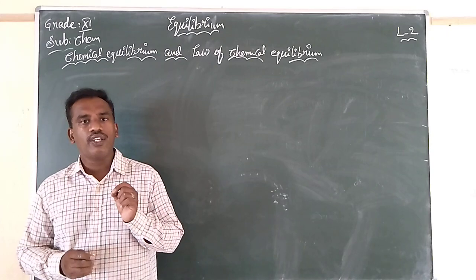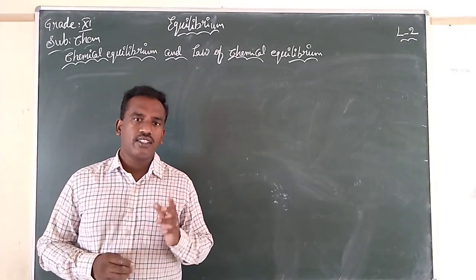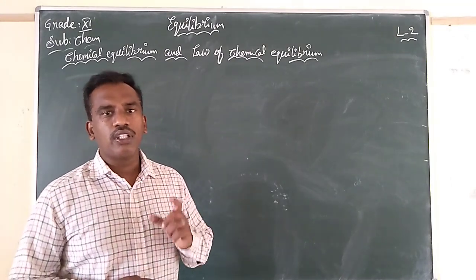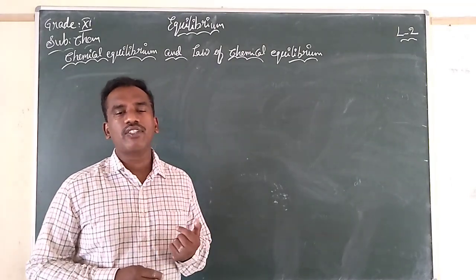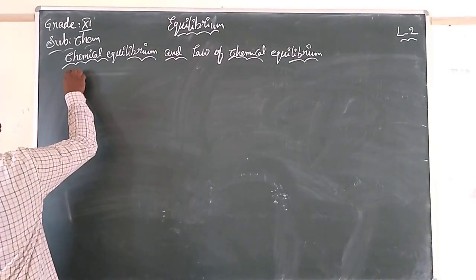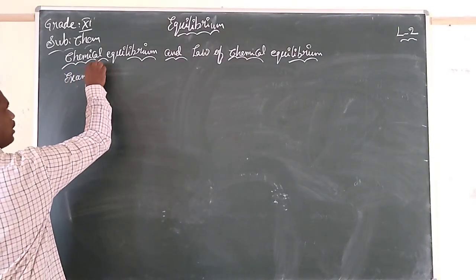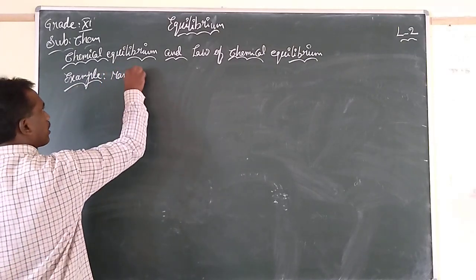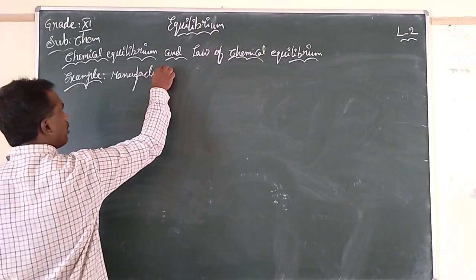Law of chemical equilibrium. For this, let us take a very simple example. The simple example that we are going to learn is the manufacturing of ammonia. We are going to start with the example, then we will go into the concept.